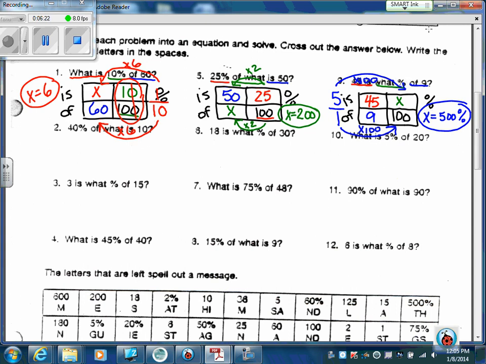Okay, why don't you try one on your own? Let's go to number 3. Start with your percent box and label it. Try it on your own. Pause the video, come back and check.